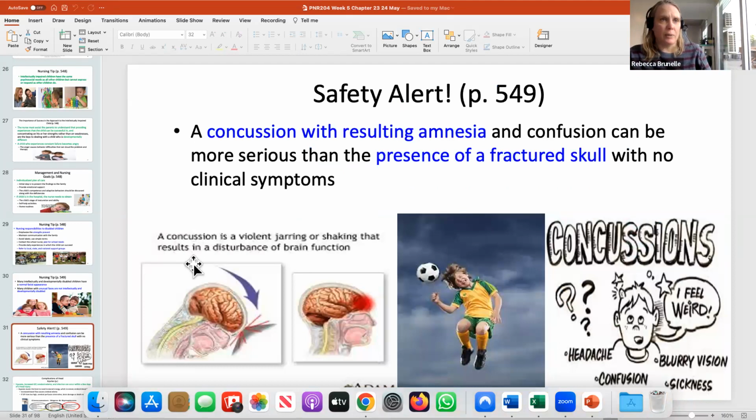So that's sort of the problems that are specific to pediatrics. We're going to talk a little bit more about sports and head injuries with sports.